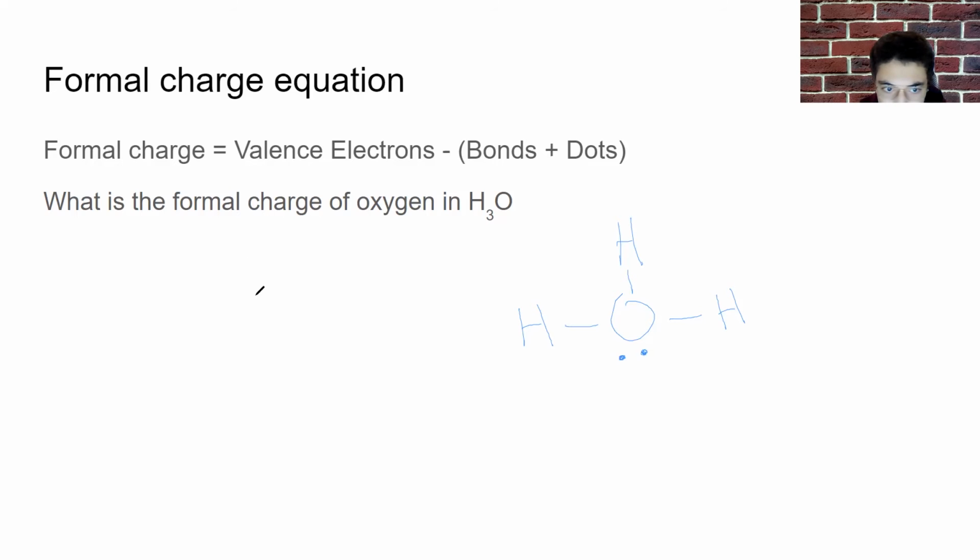Now we need to calculate the valence electrons of oxygen, which are 6, and we subtract from 6 the bonds, which are 3, plus the dots, which are 2. So the answer will be 1. So the formal charge of oxygen is equal to 1.